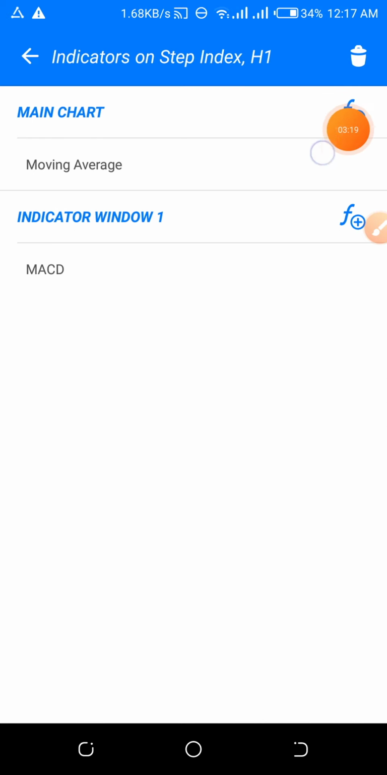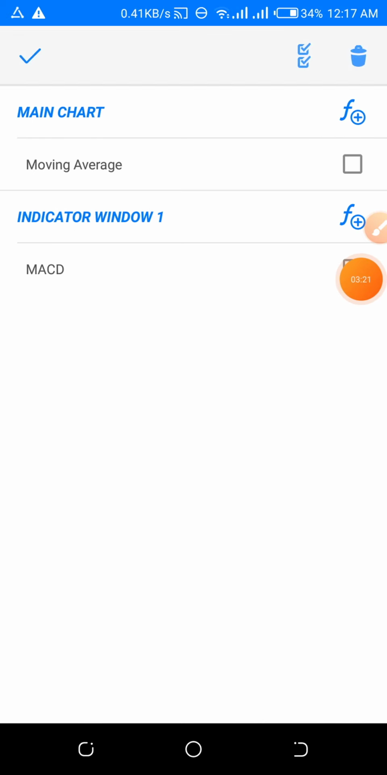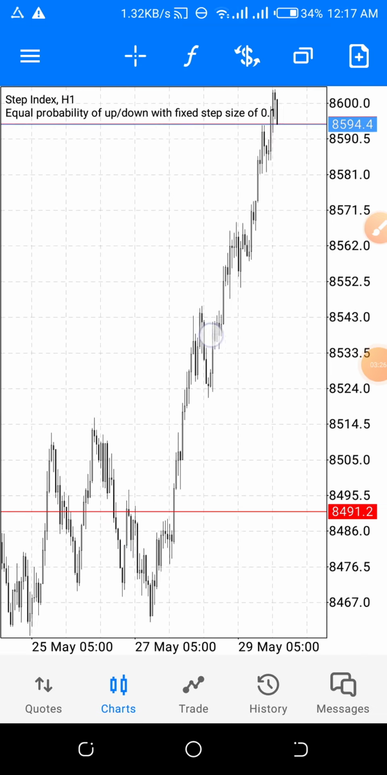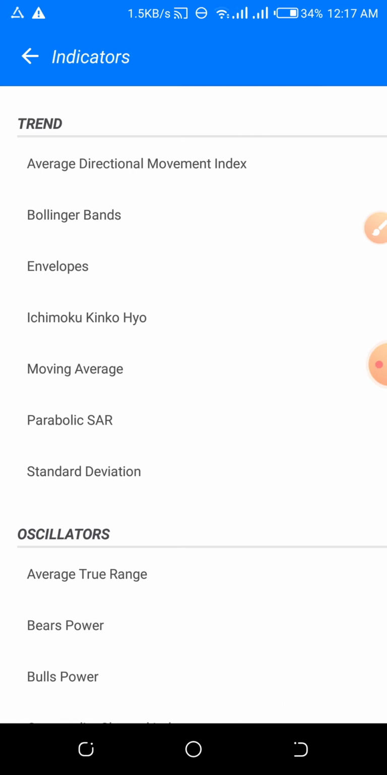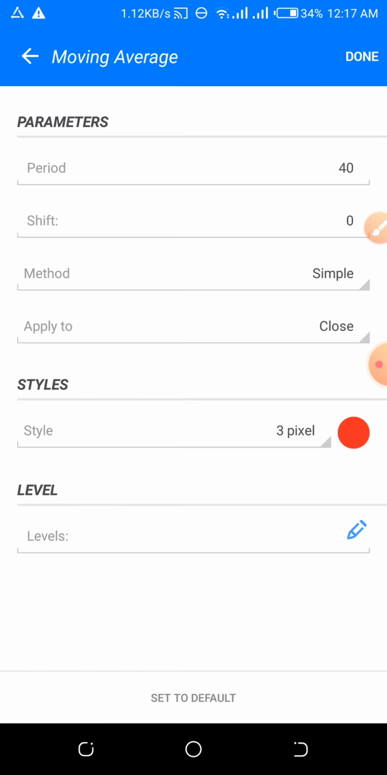So you go to your indicators tab. Let's delete this and go afresh. So the chart is looking all neat and clean. Then you come to your indicators tab and you add your moving average. When you add your moving average, your period is going to be set to 40, your shift is going to be 0, the method is going to be simple, and you apply to close. Pixel 3, and you select the colors. You do not have to change any of the levels, guys.